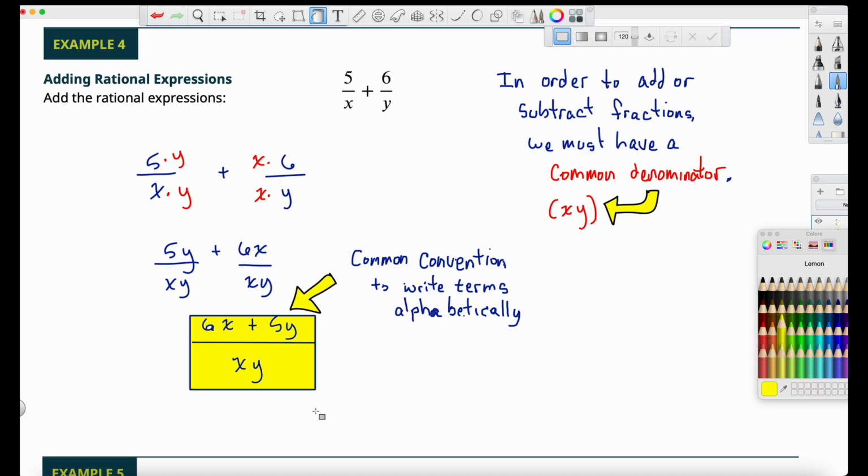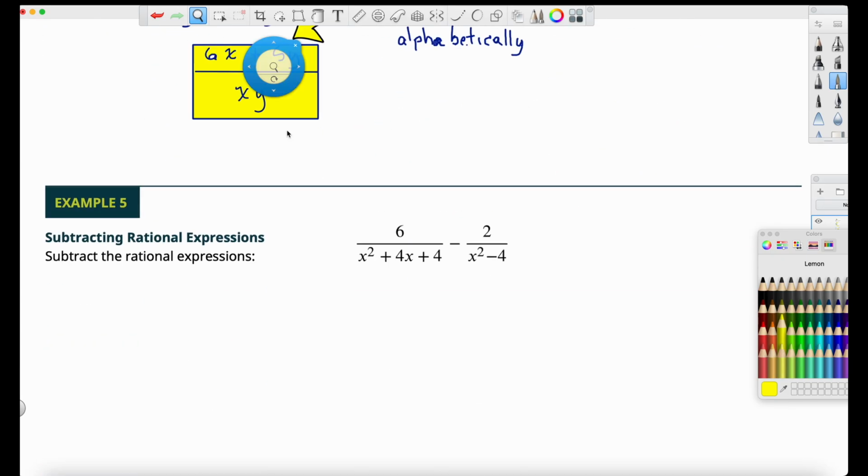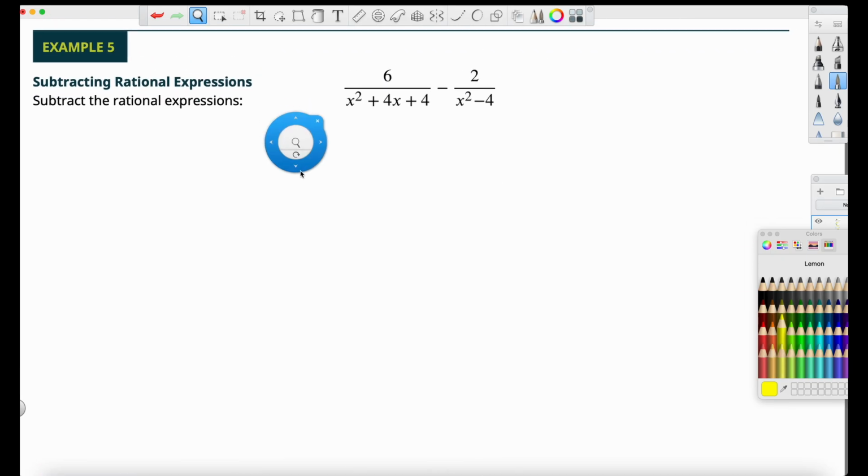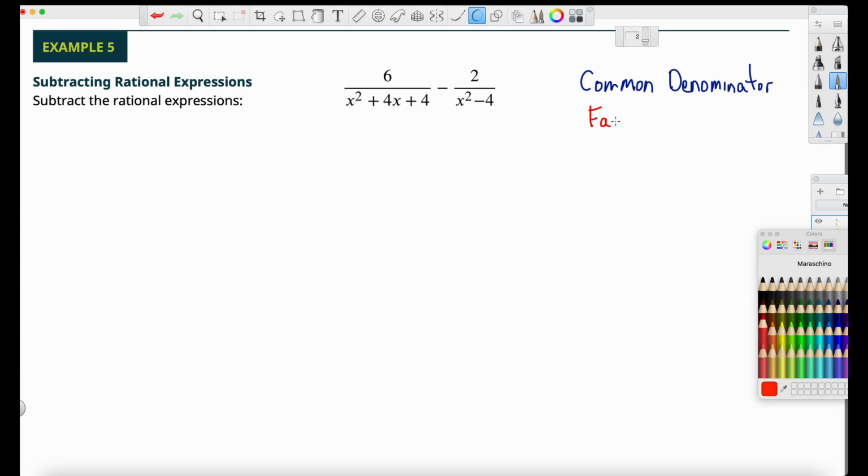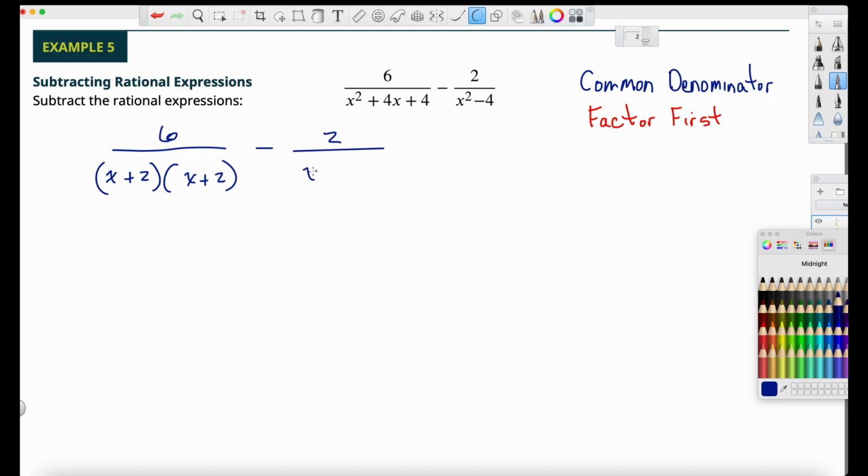Example 5, we're going to subtract rational expressions, and we have the same deal. We need a common denominator. But we have a little bit more work to do with this one because we have to factor the denominators first before we can understand what the common denominator would be. So in this first one, I have x plus 2 times x plus 2, and then the second one, I've got difference of two perfect squares, x plus 2 times x minus 2.